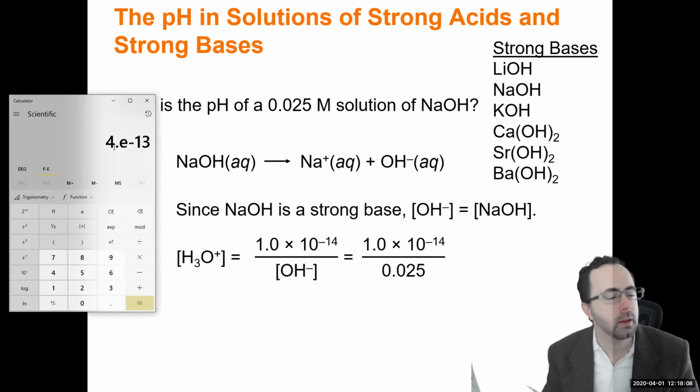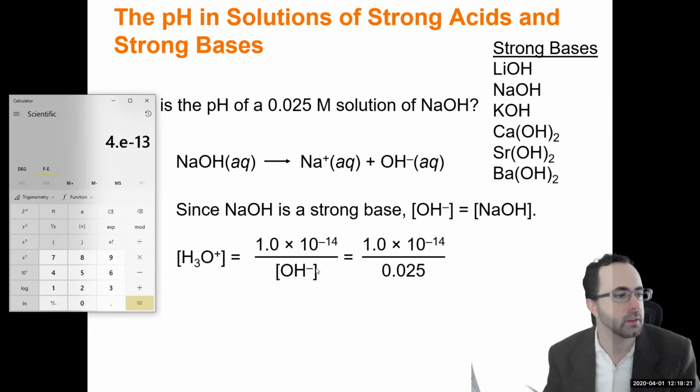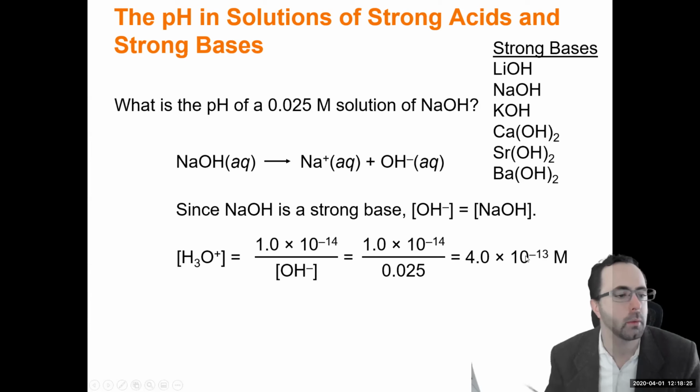Are we going to write it like that? 4 times 10 to the minus 13? How are we really going to write it for the correct sig figs? 4.0, 2 sig figs, right? And so that's the way we write it here. 4.0 times 10 to the minus 13 molar. Don't forget the unit. pH doesn't have a unit, but concentrations do. They're molars.